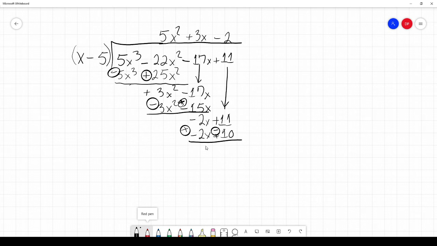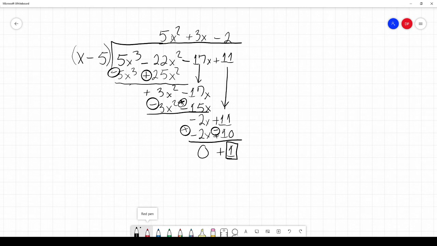So negative 2x plus 2x, that's going to be a 0. 11 minus 10, that's going to be a plus 1. So this is my remainder right here. Okay, so my quotient's written up here.